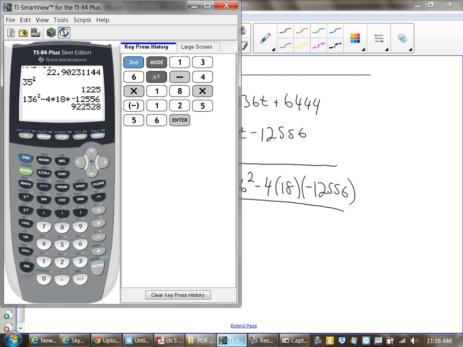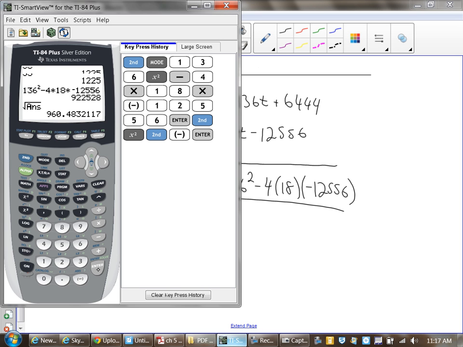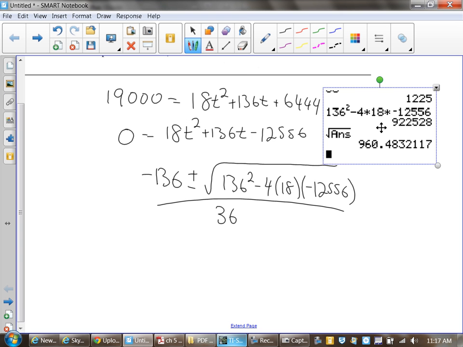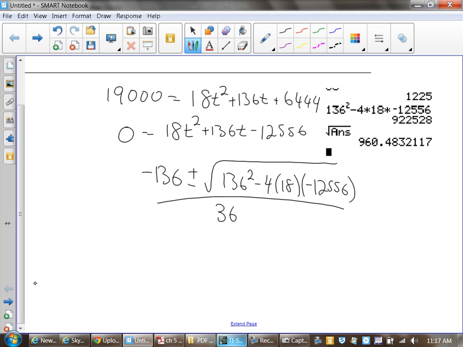So that means I have negative 136 plus or minus the square root of that big number. I have negative 136 plus or minus 960.48, and so on, all over 36.